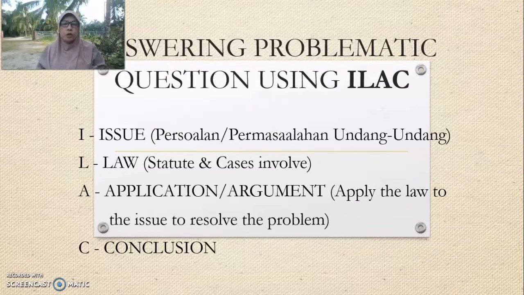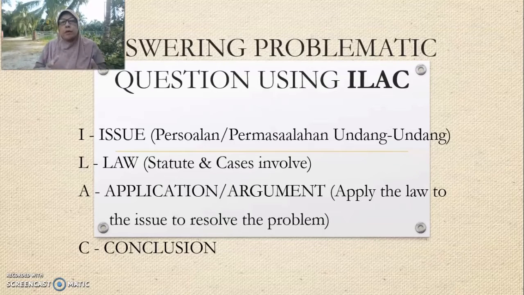ILAC, I stands for issue. So what is actually issue? Issue is the law problem which you can find in the situation given. Ini adalah permasalahan undang-undang. What is the problem with regard to a certain issue of law? We need to identify this first. If there is no problem, of course, we are not going to use the statute and case law to settle the said problem. So that's why we need to find the issue first.